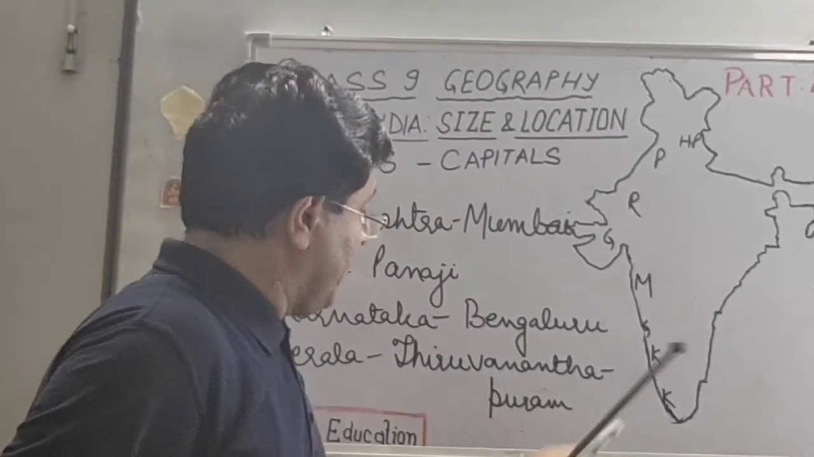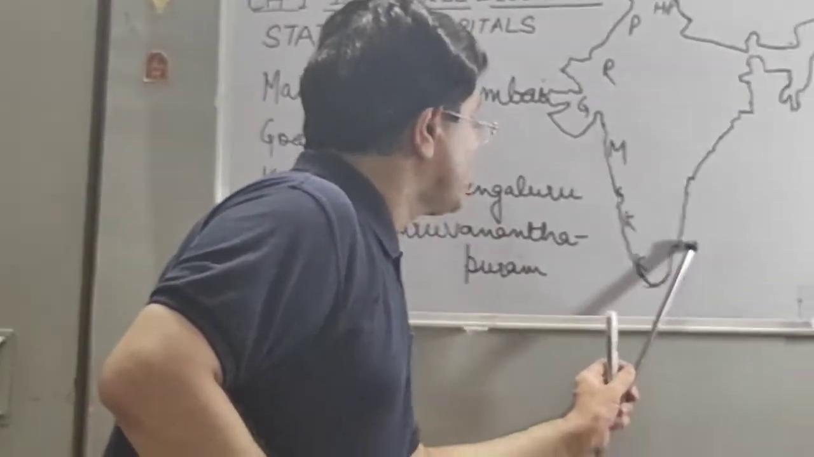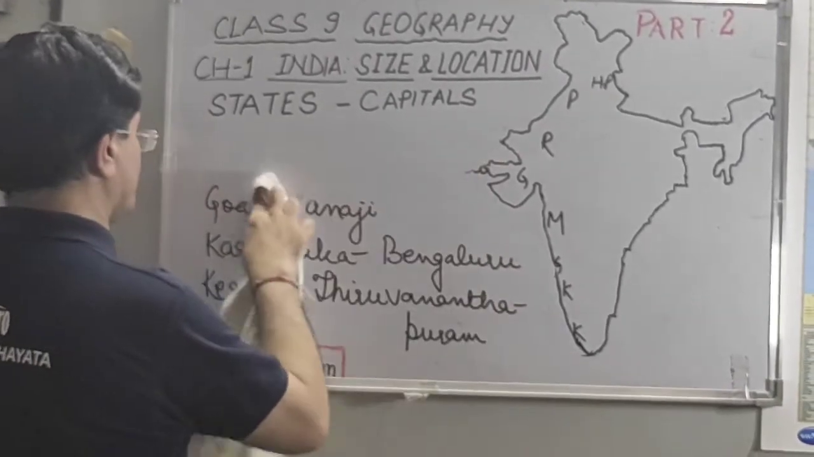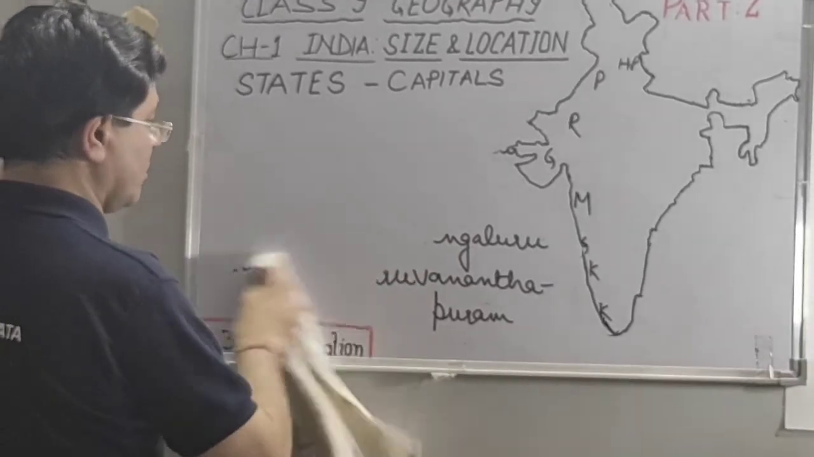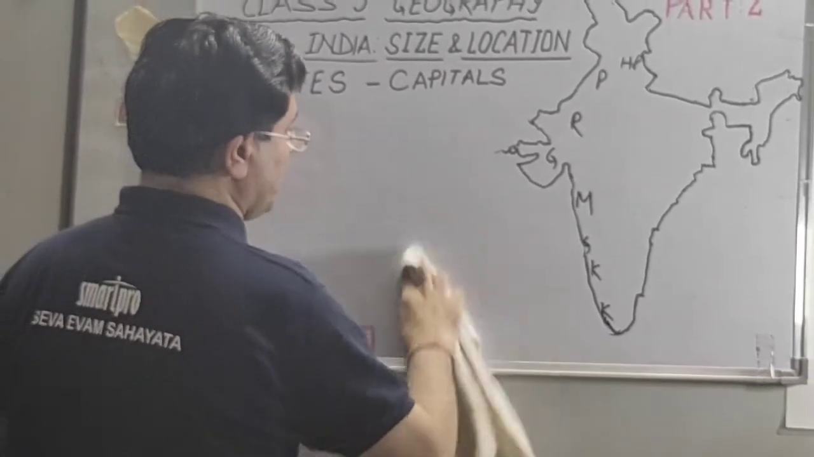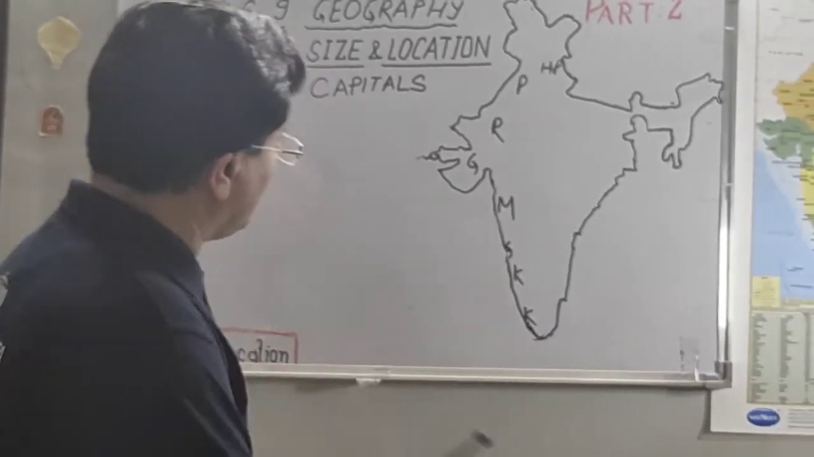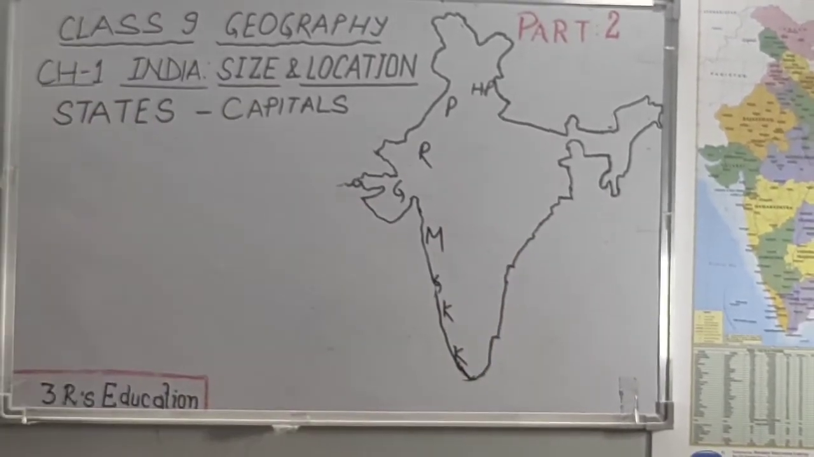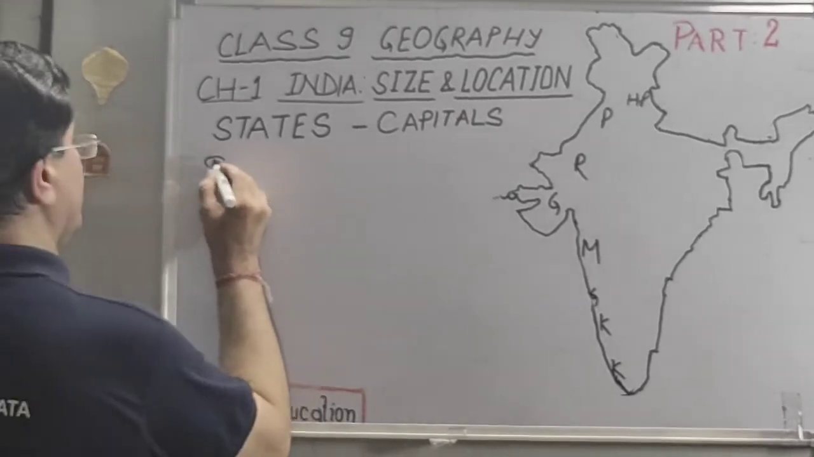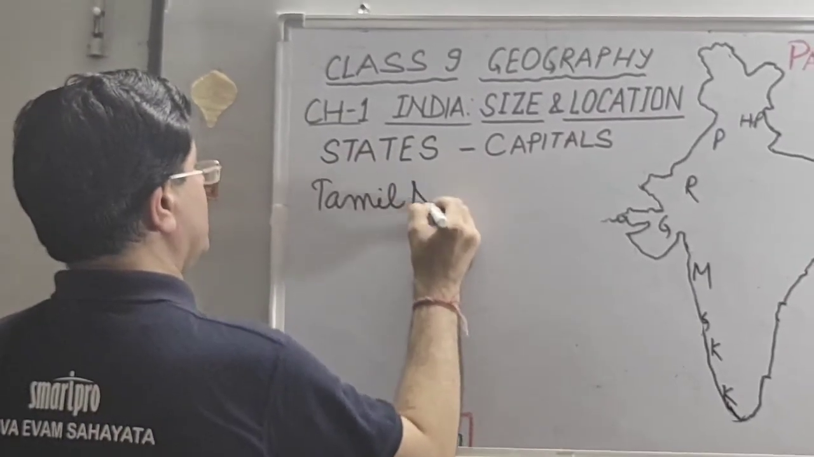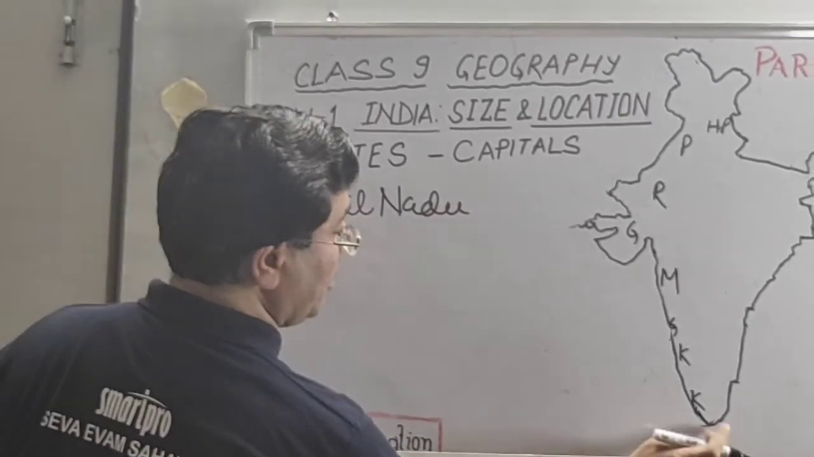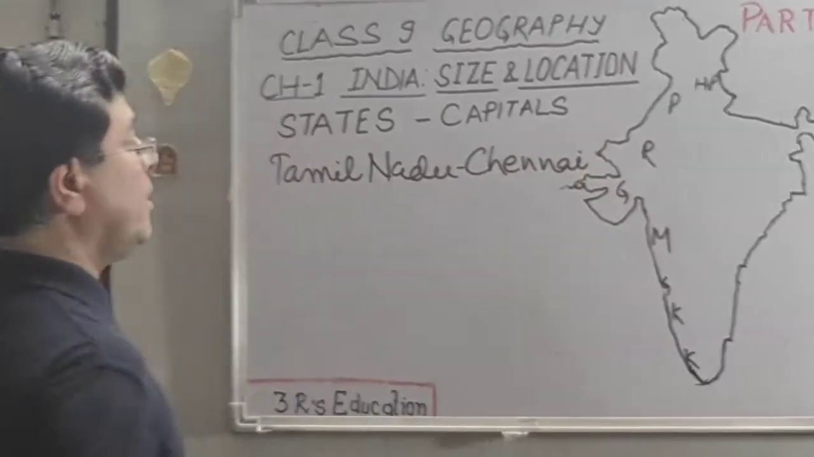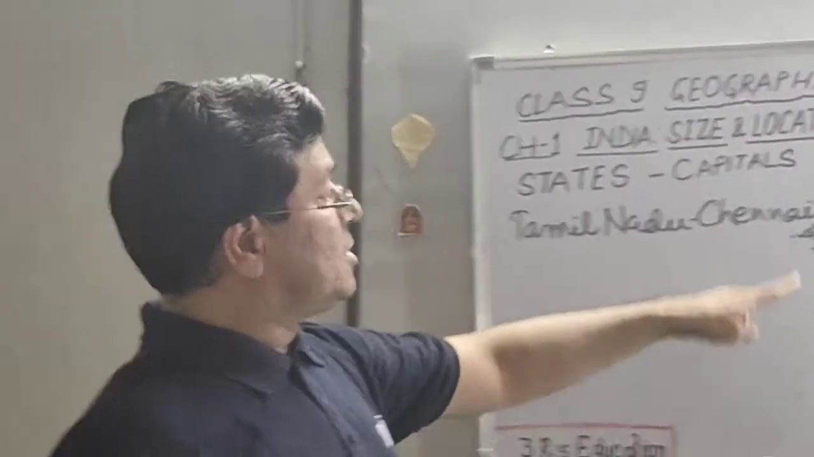Now, we'll further move along the coastal boundary of India. We'll discuss the states which are located on the eastern coast of India. Okay, friends. So, we are starting from the south. Why? Because we are moving along the coastal boundary of India. Okay. Here we have Tamil Nadu, which is very close to Sri Lanka, and Tamil Nadu's capital is Chennai. Okay, earlier it was known as Madras.